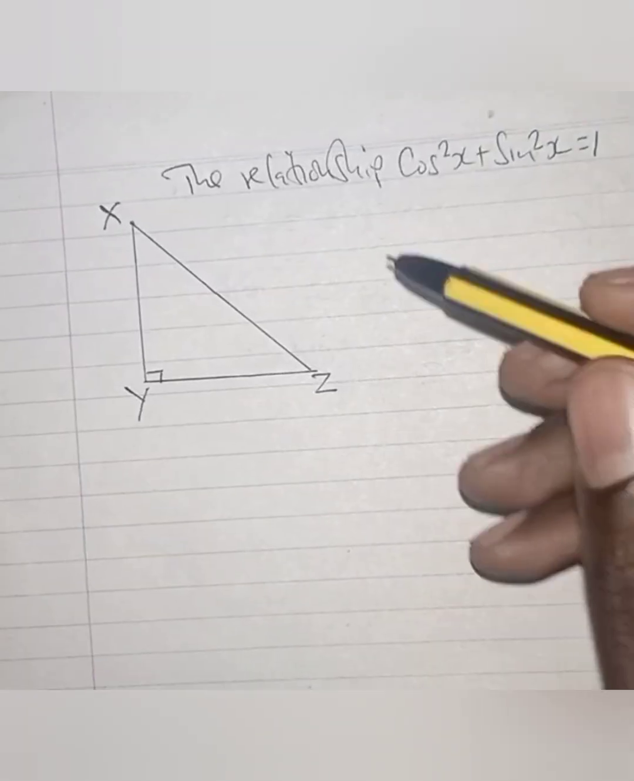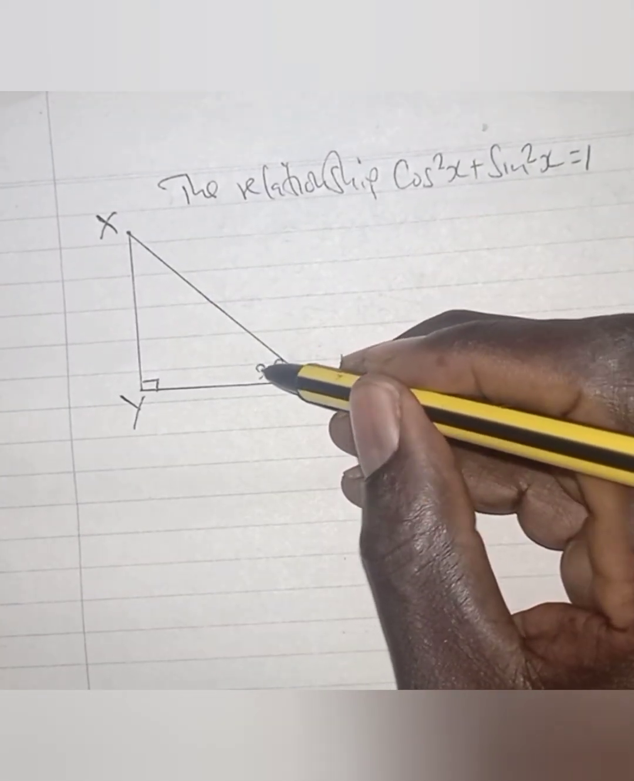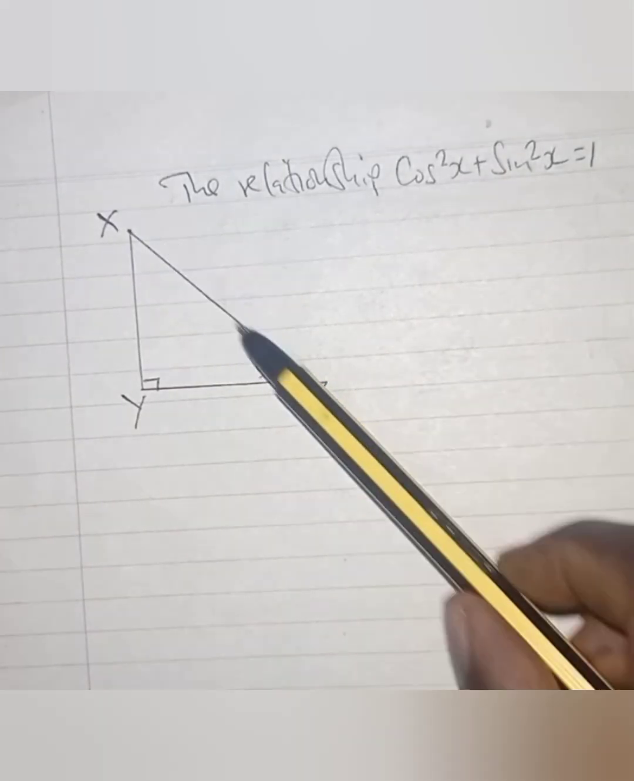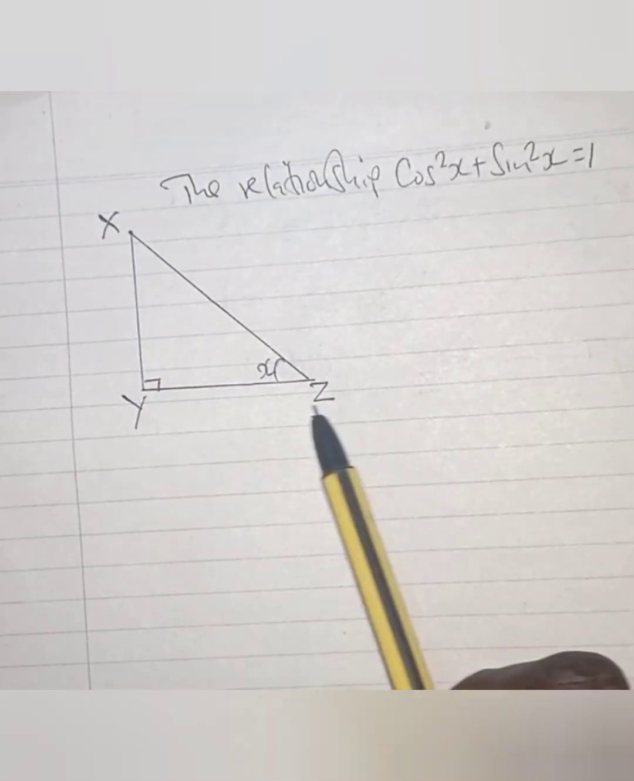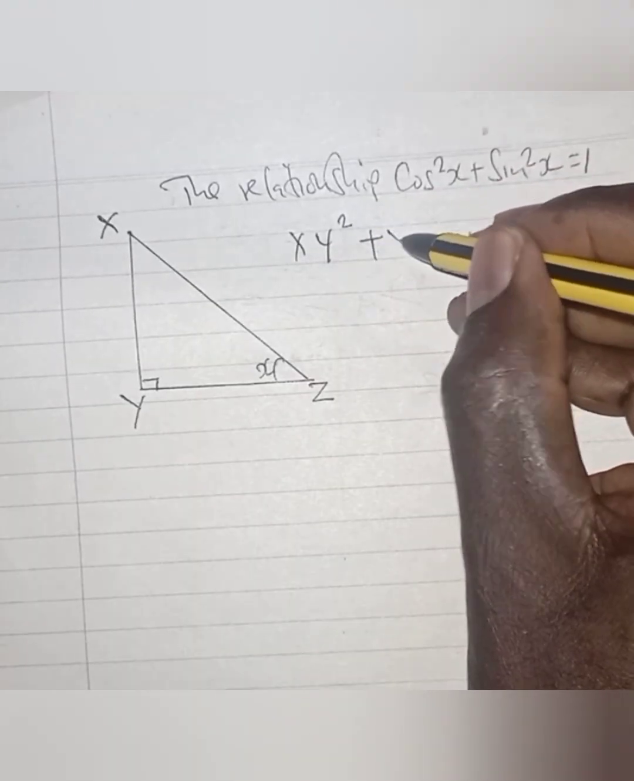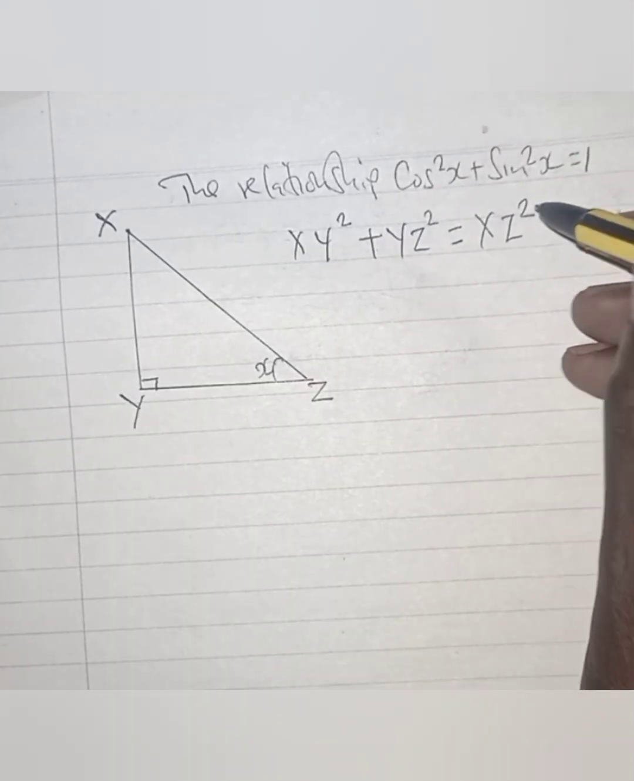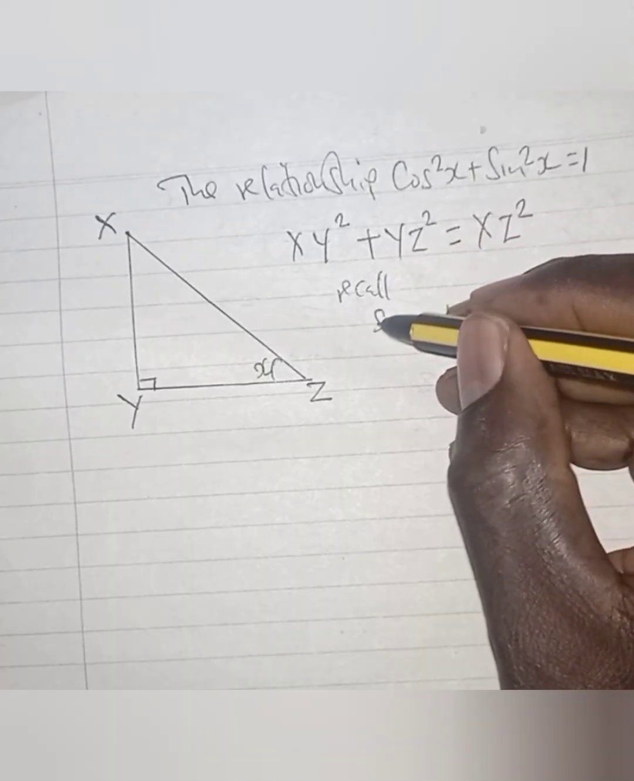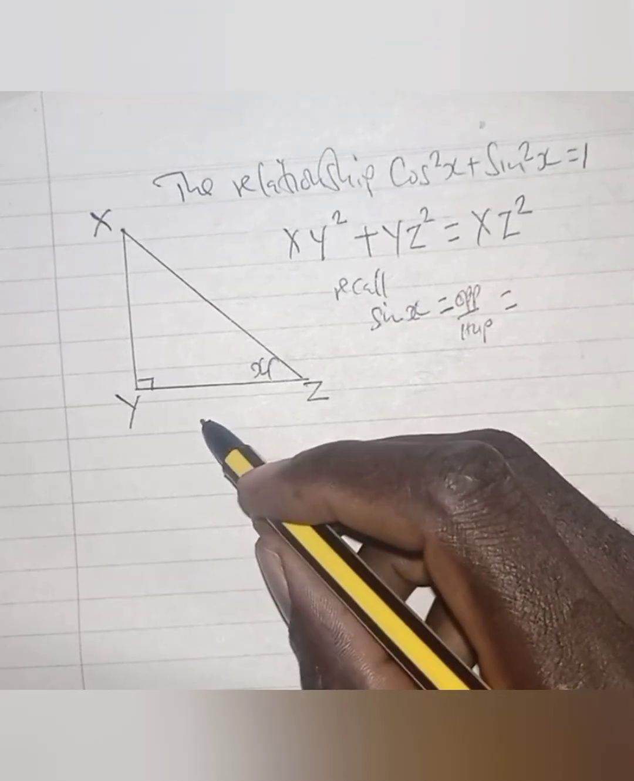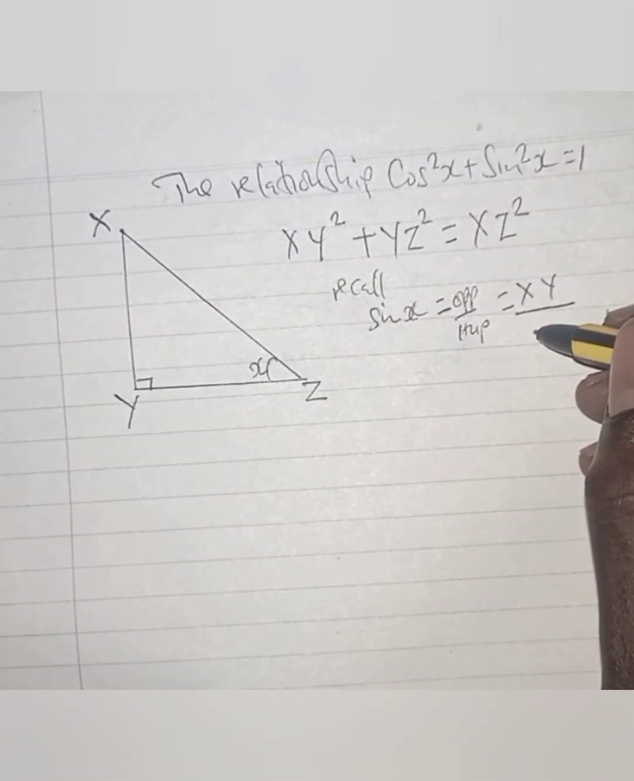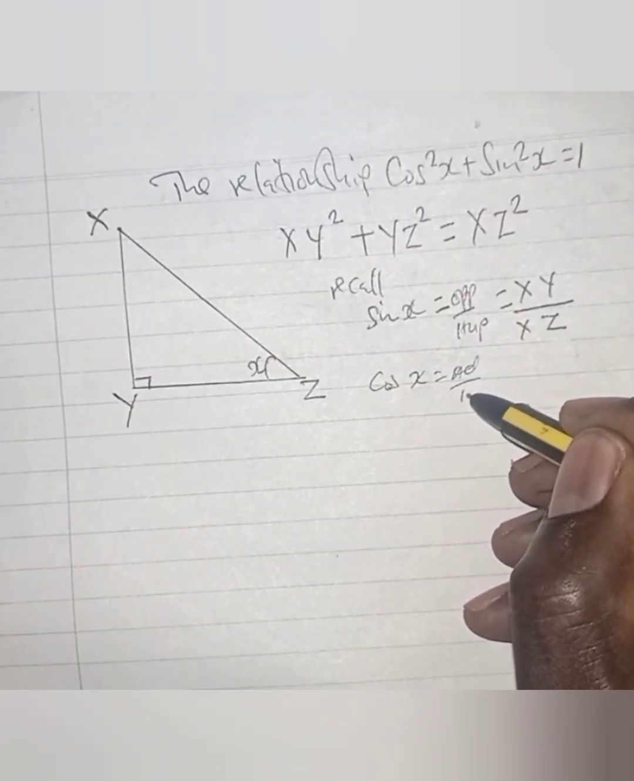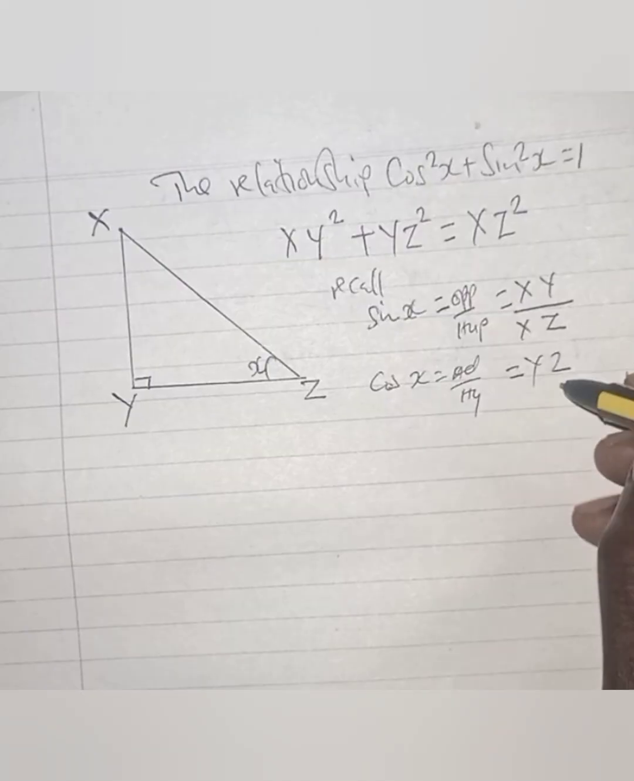If we draw a triangle XYZ, a right triangle, and this angle is x, we can get the hypotenuse by squaring this side and squaring this side using Pythagoras theorem. So using Pythagoras theorem, it means that XY squared plus YZ squared is equal to XZ squared. Now recall that sine x is equal to opposite side over hypotenuse. The opposite side is XY, the hypotenuse is XZ. Also recall cos x is equal to the adjacent side over hypotenuse. The adjacent side is YZ, the hypotenuse is XZ.